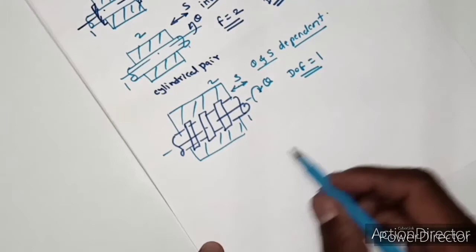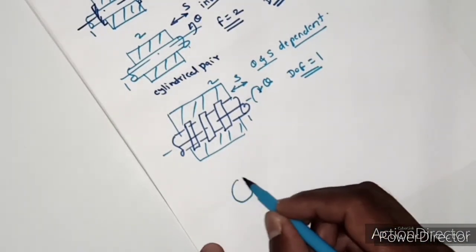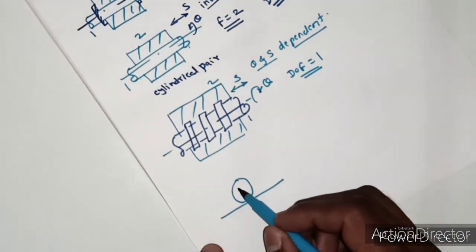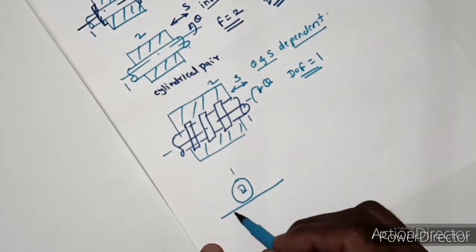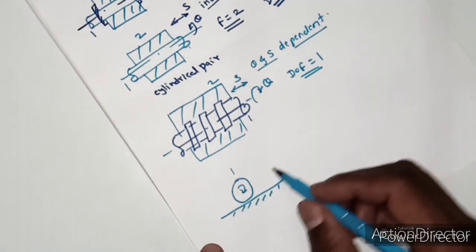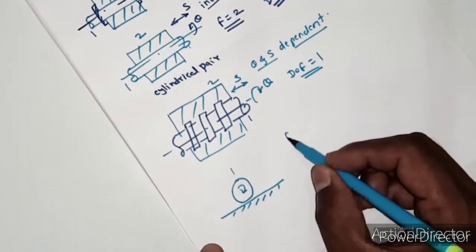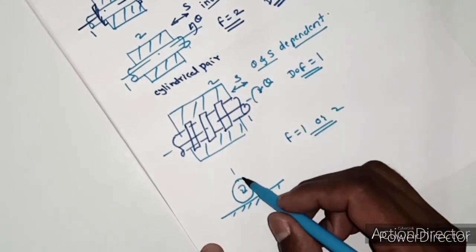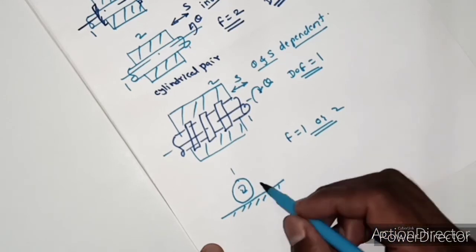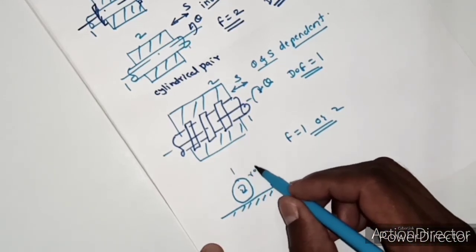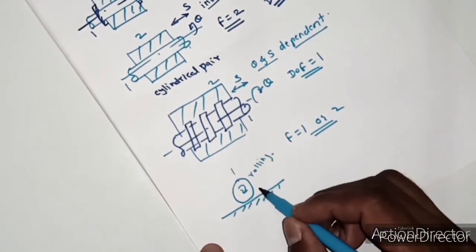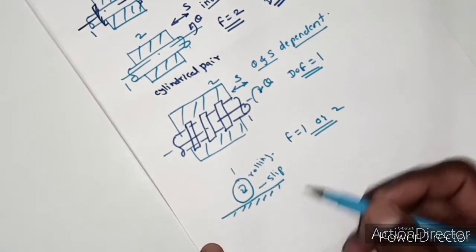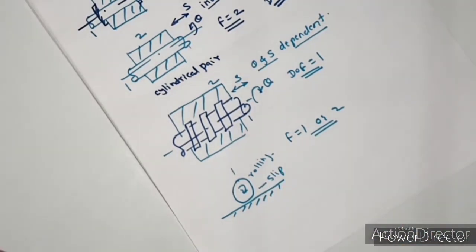The next is the rolling pair. In case of a rolling pair, one element rolls over the surface of another element. So a rolling pair usually has 1 or 2 degrees of freedom. 1 degree of freedom corresponds to the rolling and another degree of freedom corresponds to the slip between the two elements. If slip is absent, we count degree of freedom as 1 for a rolling pair.